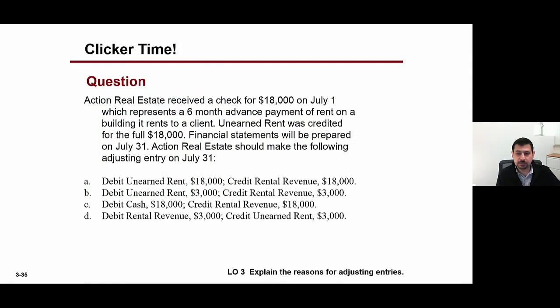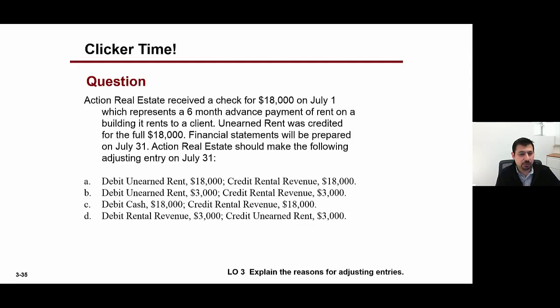So this is a typical problem. This is where Action Real Estate received a check for $18,000 on July 1st, which represents a 6-month advance payment of rent on a building it rents to a client. Unearned rent was credited for the full $18,000. Financial statements will be prepared on July 31st.